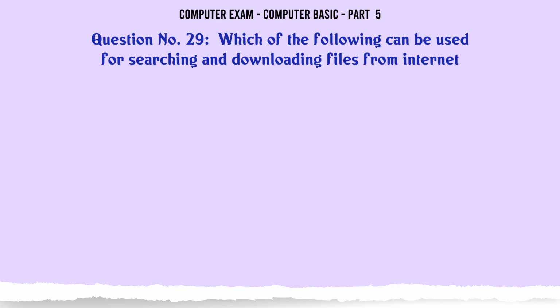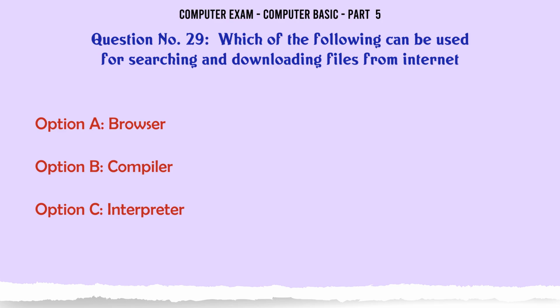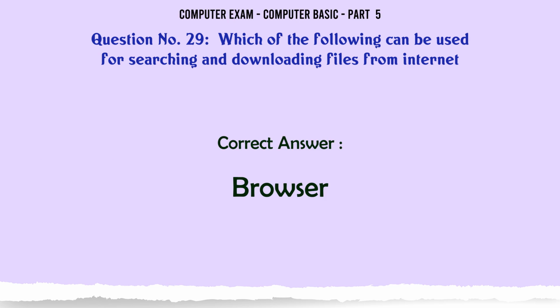Which of the following can be used for searching and downloading files from Internet? A. Browser. B. Compiler. C. Interpreter. D. Assembler. The correct answer is browser.